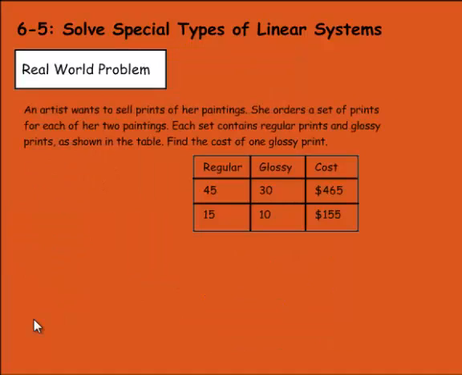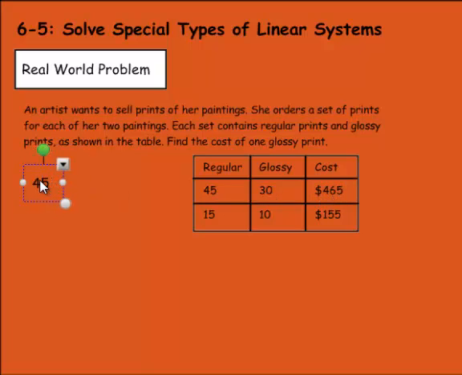Let's do a real-world problem. An artist wants to sell prints of her paintings. She orders a set of prints for each of her 2 paintings. Each set contains regular prints and glossy prints as shown in the table. Find the cost of one glossy print. So we've done things like this before. So we see that 45 regular plus 30 glossy equals 465.